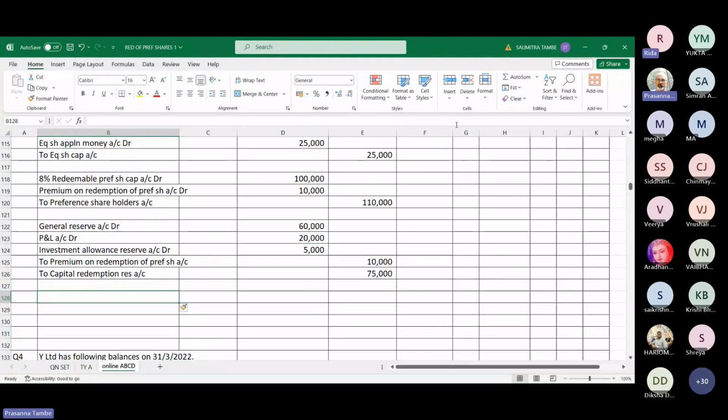So I'll pass the last entry now. We have complied with everything. Last entry will be preference shareholders account debit, to bank account. That is the payment to the preference shareholders, 110,000. So once all the requirements are fulfilled, we can make the payment to the preference shareholders, which is to the extent of 110,000.